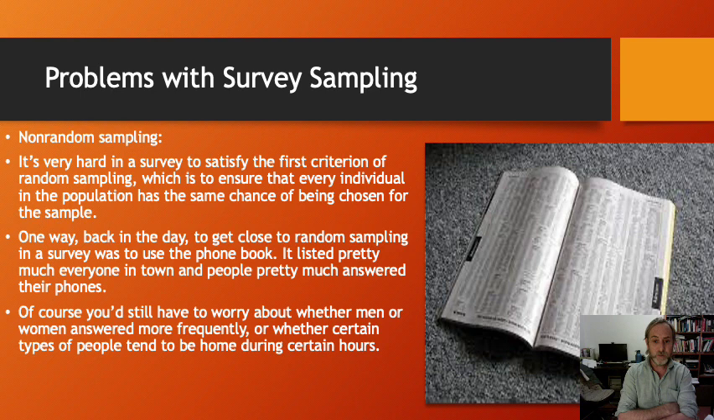It's very easy to fail the criteria of random sampling. Now the first criterion is to ensure that every individual in the population has the same chance of being chosen. How do you do that? A popular way back when phone books existed and everyone was in it and everyone picked up their phone because they didn't have answering machines or screen their calls, like the 70s or 80s, you could pretty much get a random sample by just randomly picking names out of a phone book and calling them.